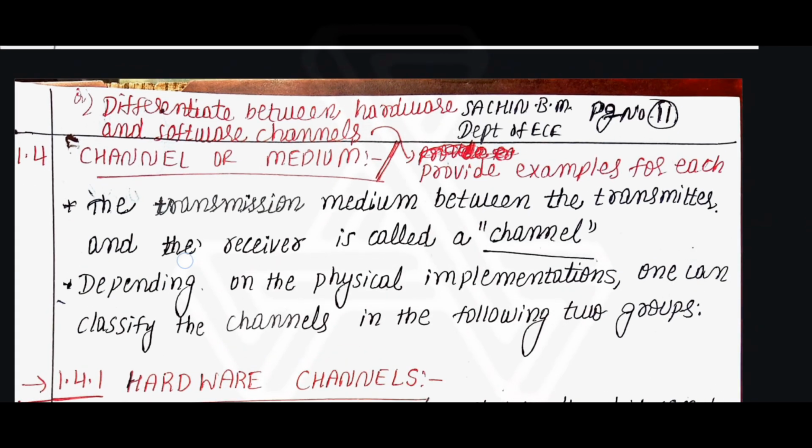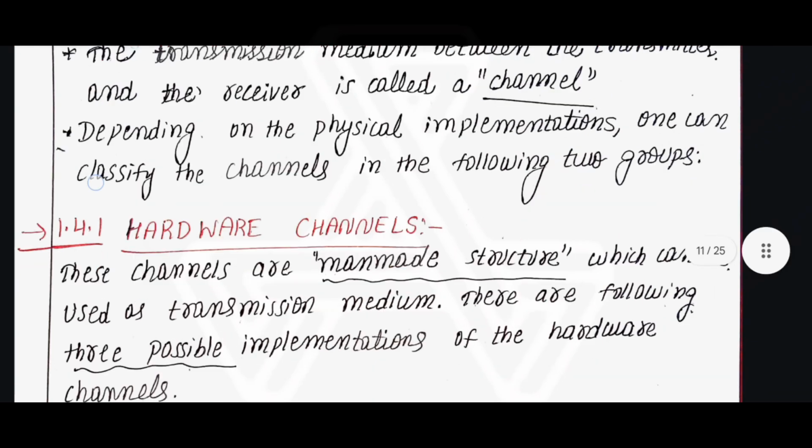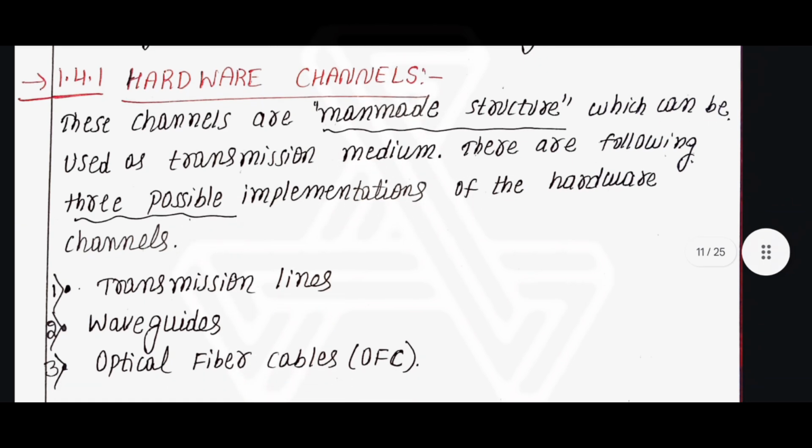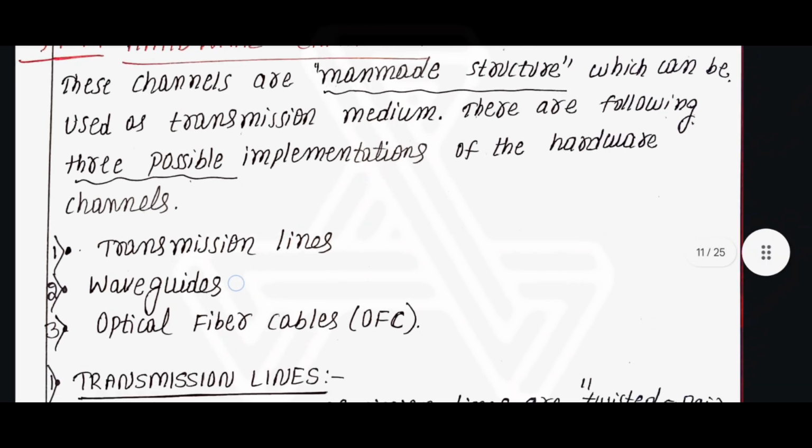Differentiate between hardware and software channels. Provide an example for each. The transmission medium between the transmitter and the receiver is called the channel. Depending on the physical implementation, one can classify channels into two groups. Hardware channels: these are man-made structures which can be used as a transmission medium. There are three possible implementations of hardware channels.